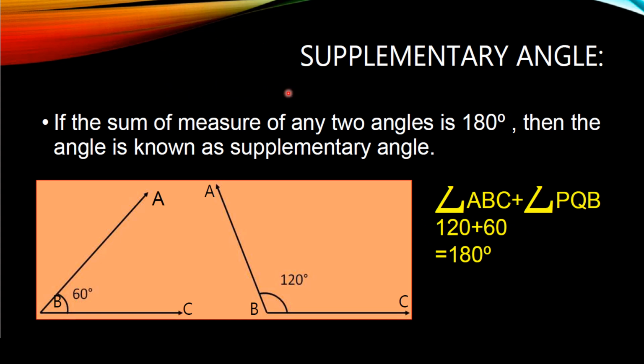Right. Now come to the next type of angle, that is a supplementary angle. If the sum of measure of any two angles is 180 degrees, then the angles are known as supplementary angles. This is same as a complementary angle. But in the case of complementary angle, the sum of the two angles must be 90 degrees, whereas in the case of supplementary angle, the sum of any two angles must be 180 degrees.